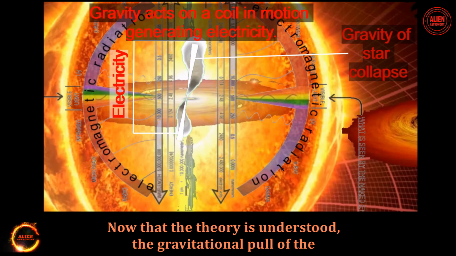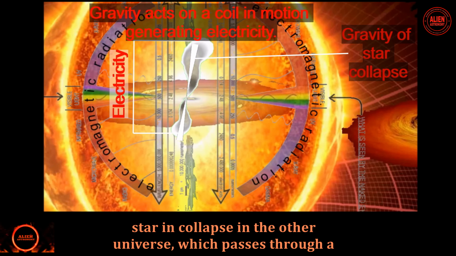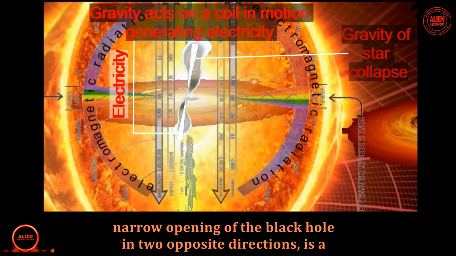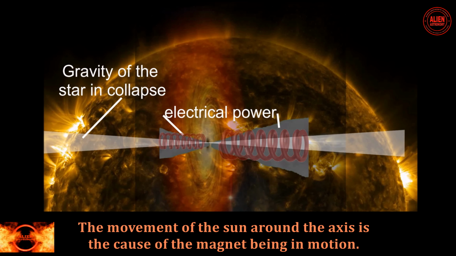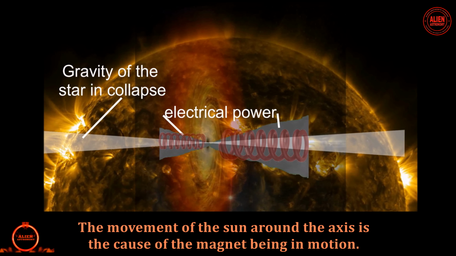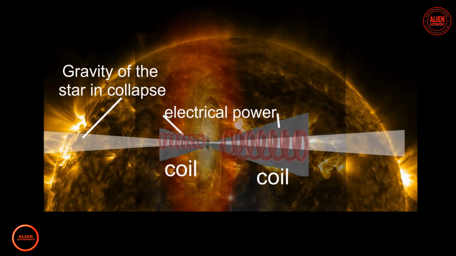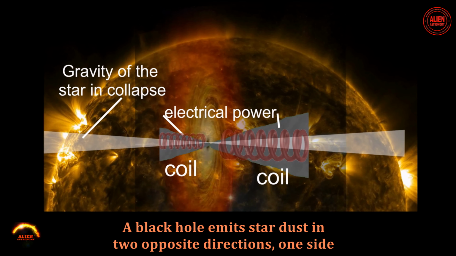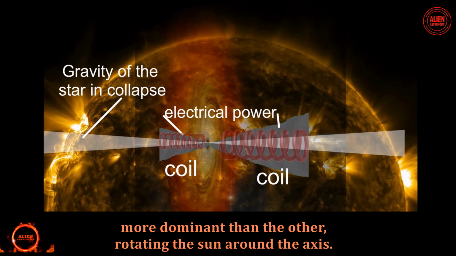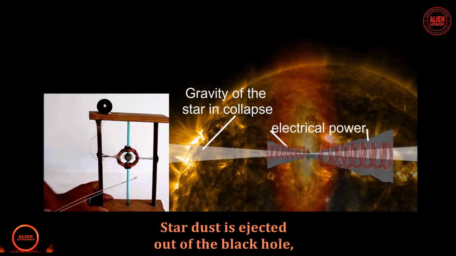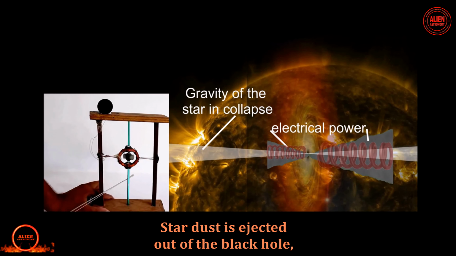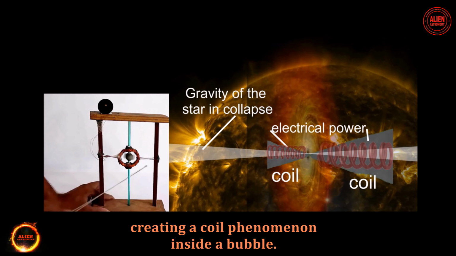Now that the theory is understood, the gravitational pull of the star and collapse in the other universe, which passes through a narrow opening of the black hole in two opposite directions, is a force that replaces the magnet in the electric power generator. The movement of the sun around the axis is the cause of the magnet being in motion. A black hole emits stardust in two opposite directions, one side more dominant than the other, rotating the sun around the axis. Stardust is ejected out of the black hole, creating a coil phenomenon inside a bubble.